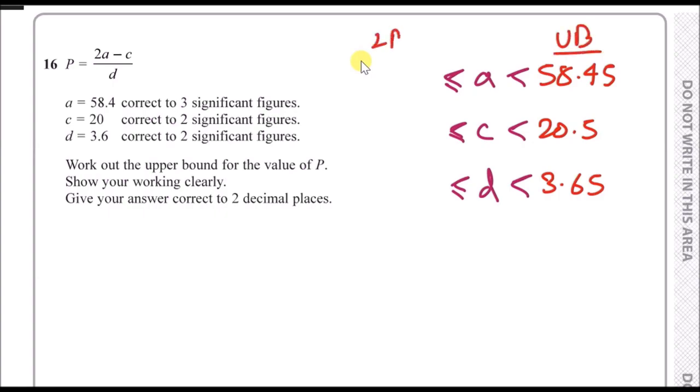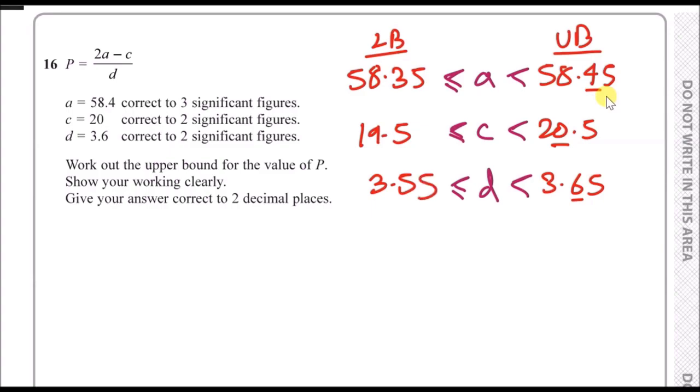Now, to get the lower bound values, again, it will be something similar, but you have to think about the value less than this one. So to round it up to 58.4, it would have to be 1 unit less than this value here, just before the 5. So it would be 58.35, okay? Next one would be, let's have a look, 19.5 and then 3.55, okay? So that's the key idea.